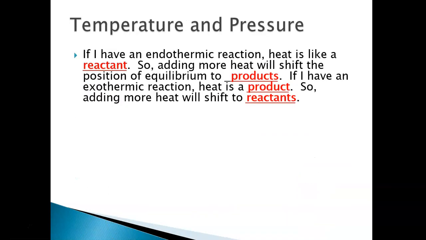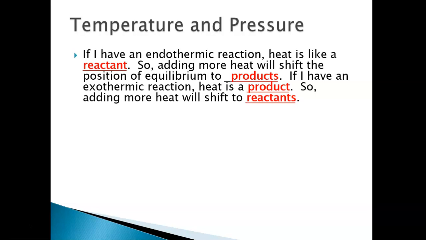All right, so if you have an endothermic reaction, remember that in an endothermic reaction, energy is required for the reaction to occur. So the reactants have less energy than the products. So you can kind of think of heat as being like a reactant. I mean, it's not in the sense that it's not a chemical, but you can sort of put heat or energy on the reactant side of the equation. So if I add more heat to the reaction, it's like adding a reactant. So that's going to shift the position of equilibrium to the products.